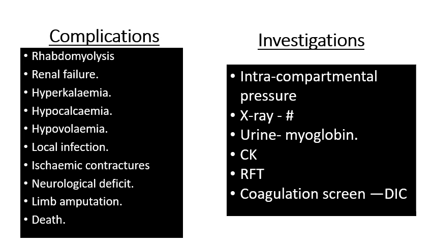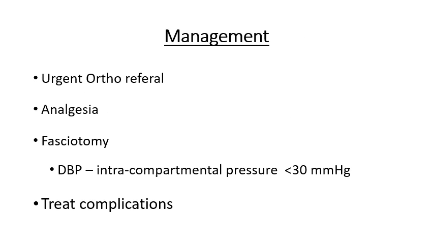Investigations: as an ER physician, you are more bothered about the distal neurovascular check and intracompartmental pressure. You need to do an X-ray to see the underlying fracture, a bedside urine test for myoglobin, creatine kinase, renal function test, and coagulation screening to look for DIC. Management is urgent ortho referral for fasciotomy. You need to give strong analgesia like morphine.